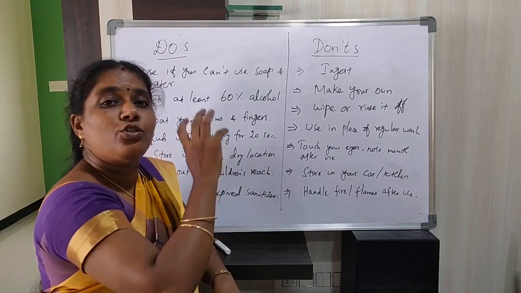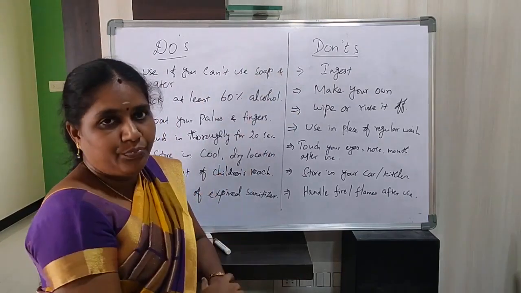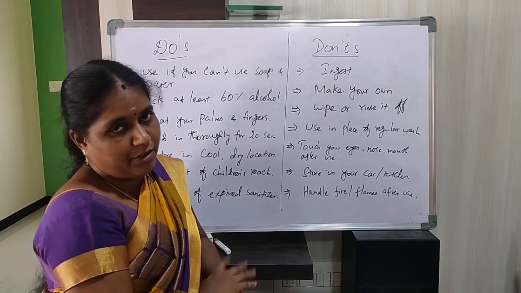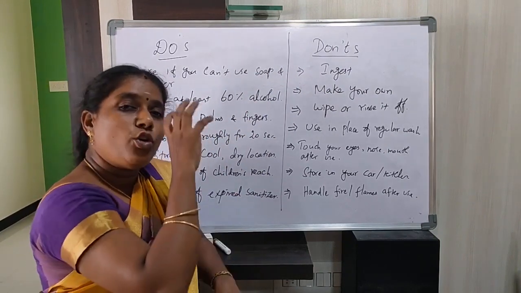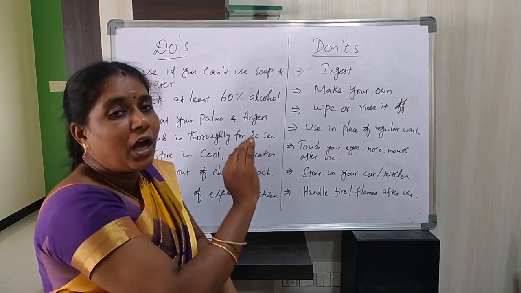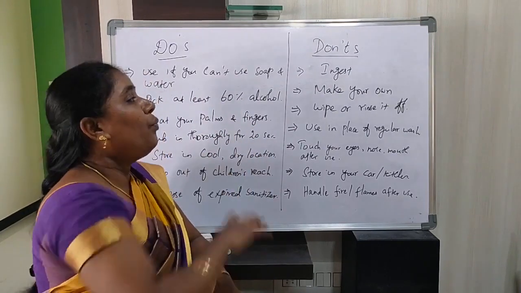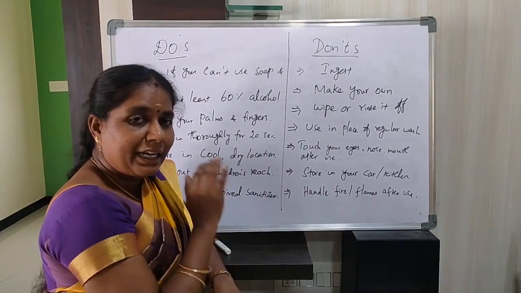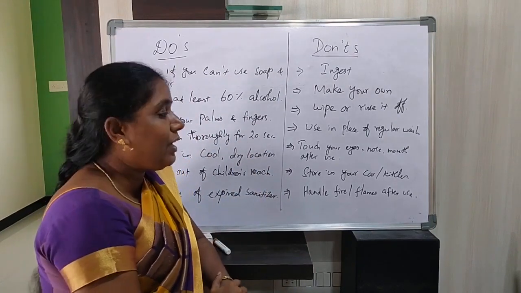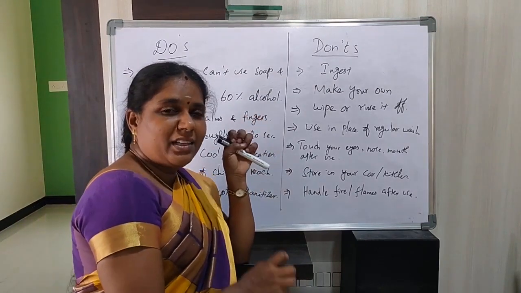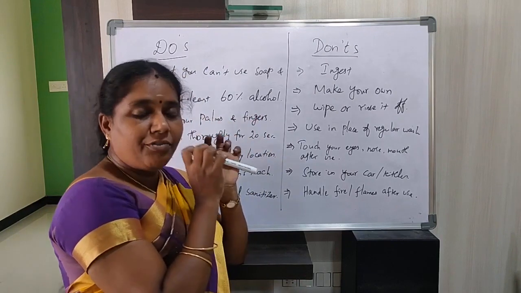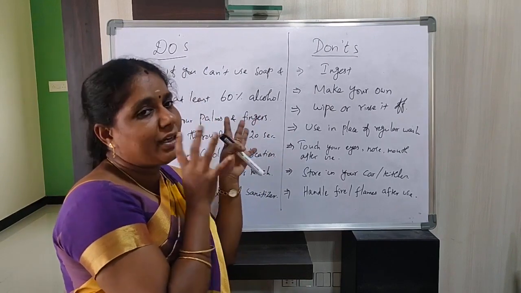Don't try to make your own. Same like this, don't wipe it off. Same like this, don't use this in place of regular hand wash. You have to use these hand sanitizers just when we can't use soap and water. In that place only you can use it, but don't use it in place of regular wash. As well as, don't touch your eyes, nose, ears and your body parts after use of your hand sanitizer. Immediately don't touch these parts.